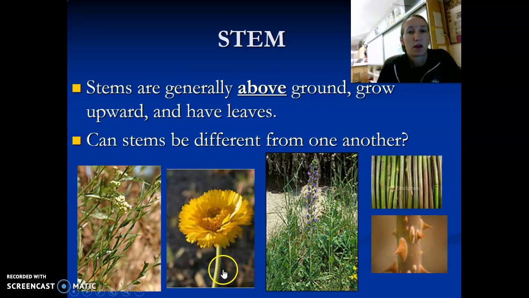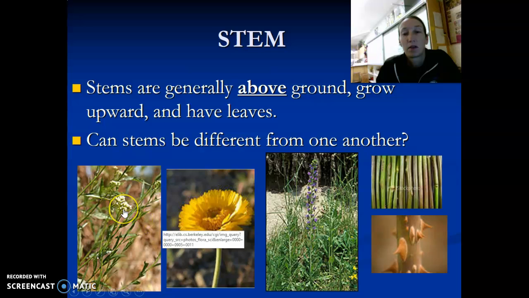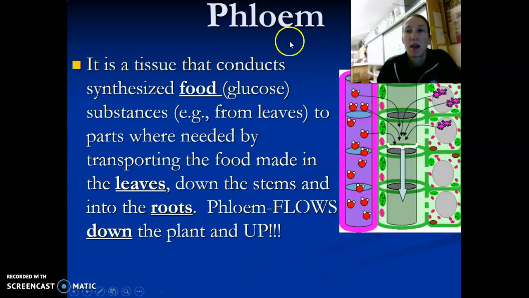These stems are similar to our cells. They're all unique. They're all different. They all have different functions, and different shapes to do those different functions. So there's your stems. Now within the stems, there's two different tissues.